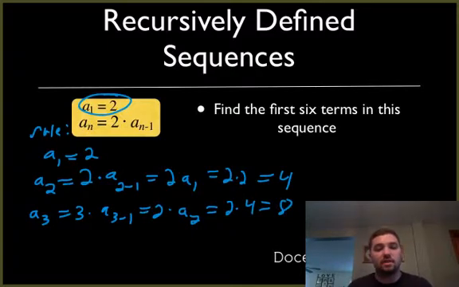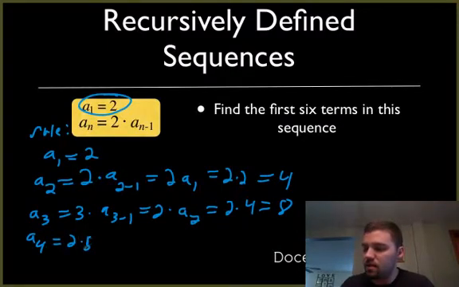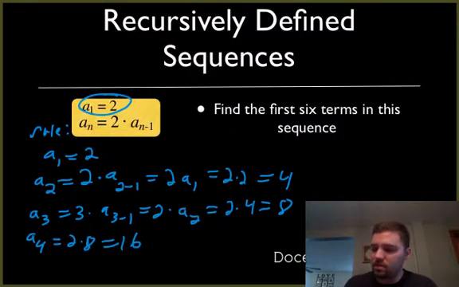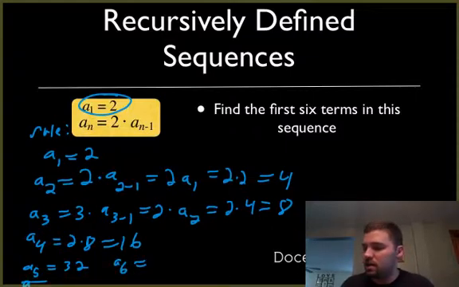And I think we can see that our next term is going to be 2 times 8, which is 16. So a sub 4 is going to be 2 times 8, that was the previous term, which equals 16, and so on. And the last terms are going to be a sub 5 is 32, and a sub 6 is going to be 64. So we saw the pattern there at the end. But recursive just means the nth term is dependent on the previous term.